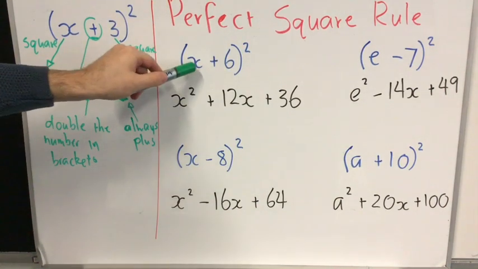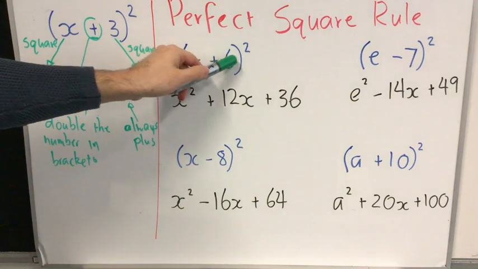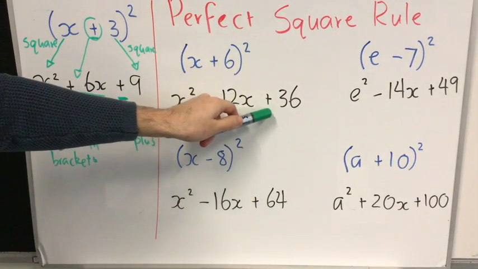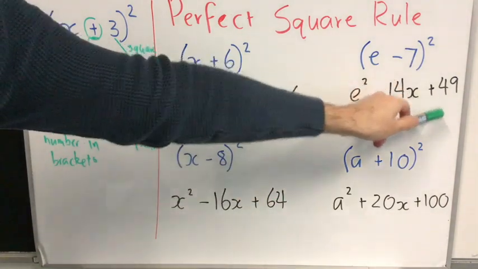We squared the first thing in the bracket, x squared. We squared the last thing in the bracket, 36. That one there is always a plus. Look at all your answers. That one never ever changes. That's always a plus here.